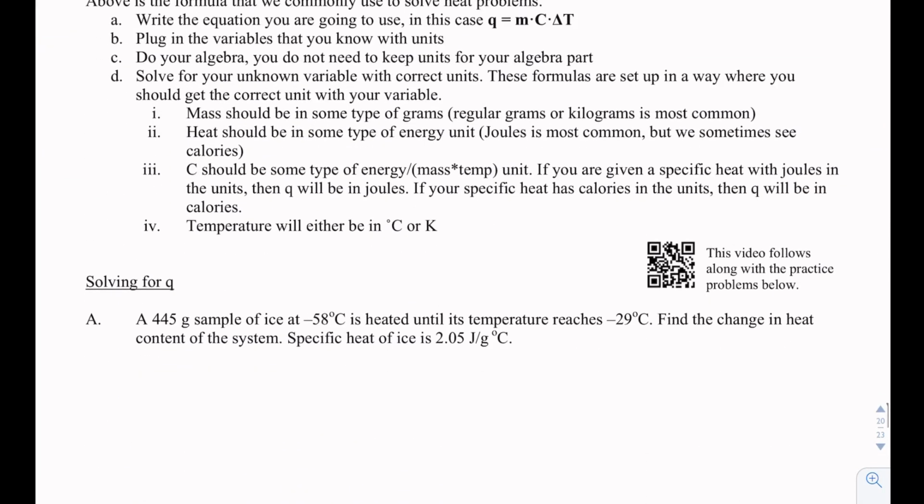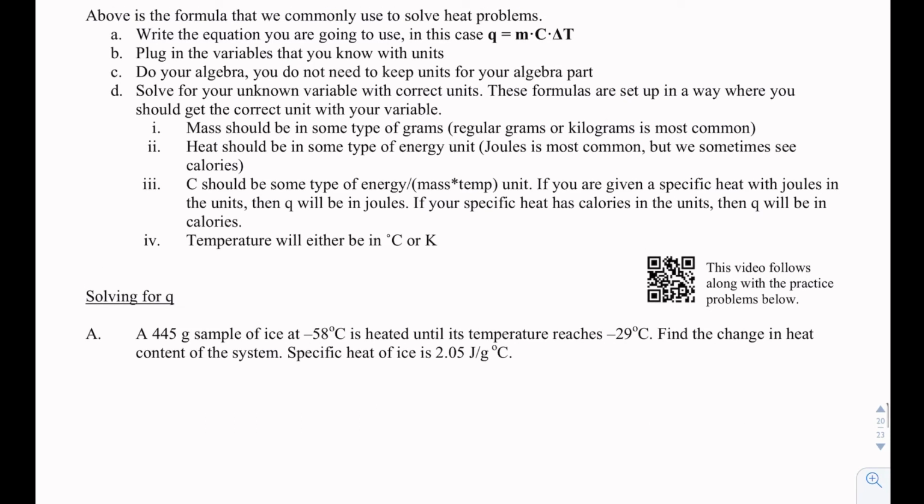So we're going to solve out these problems, but let me go through the general way to do this. We're going to write the equation we're going to use. Always write our equation. We get a point just for writing that equation. We're going to plug in the variables that we know with their units. We're going to do our algebra. Some of you will use many steps for your algebra. Some of you will not. It just depends on how you do algebra. And then we're going to solve for our unknown variable with correct units.